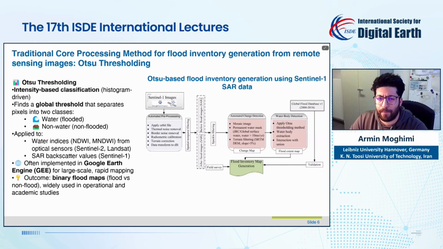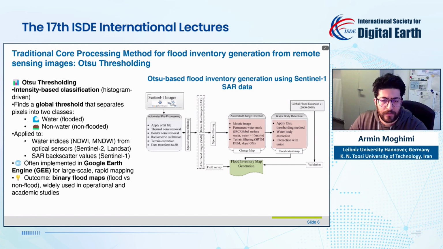The flowchart shows a practical workflow for thresholding-based flood inventory generation using Sentinel-1 SAR data. First, the SAR images undergo preprocessing, like, for example, noise removal, calibration, and terrain correction, to prepare them for analysis. Then, through spatial, temporal, and spectral filtering, pre- and post-flood images are cleaned and aligned, and the workflow continues with automated change detection, where permanent water and steep slopes are masked to avoid false detection in the final result.